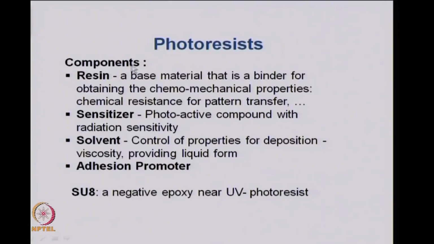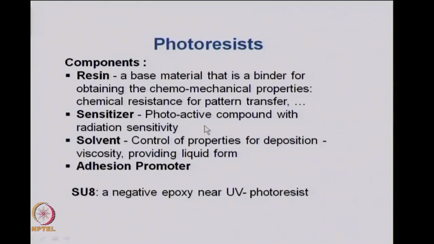So, you have to optimize the type of resin depending on the substrate, because the adhesion of the resin is important. Then apart from the resin, you need a sensitizer, because you will expose it to light. So, you need a photoactive compound, that means a chemical which becomes activated in the presence of light of the wavelength which you are using. So, this chemical in the photoresist should get activated at the wavelength of the light that you are planning to use. We call it a sensitizer, because it is sensitive to a particular band of energy or particular wavelength of light.